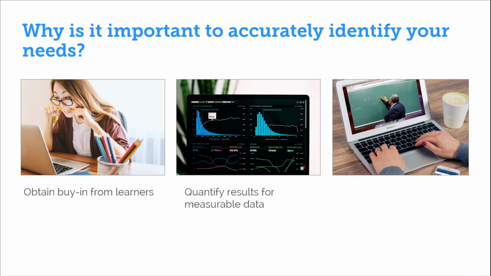Second, you're able to quantify results for measurable data. Data is king, and that is just as true in training development as anywhere else. Businesses need data to make decisions on budget, future planning, and a host of other decisions. Without a deep understanding of the effectiveness of training, those decisions are hard to make with any accuracy. Did the training reach its goals? We don't know that without measurable objectives.